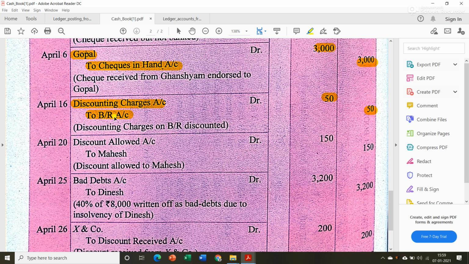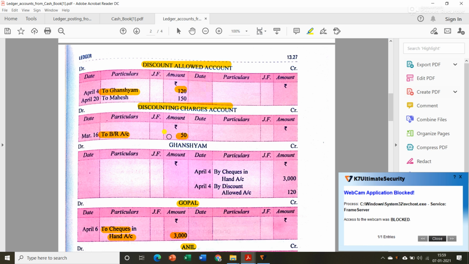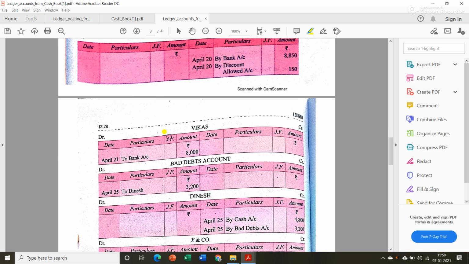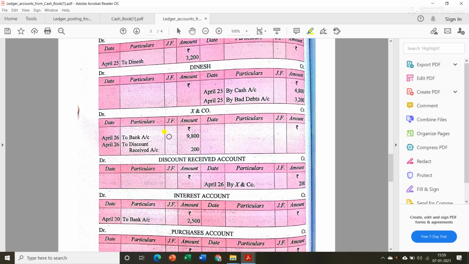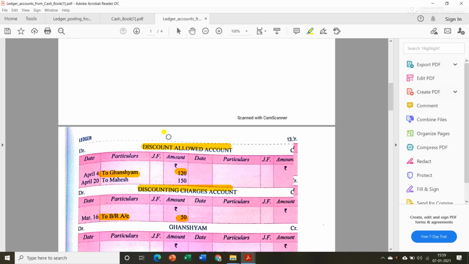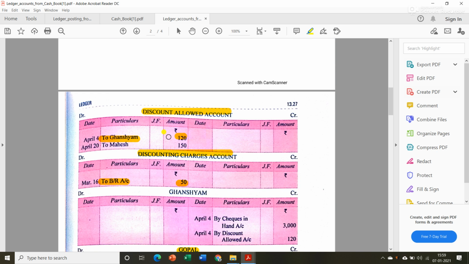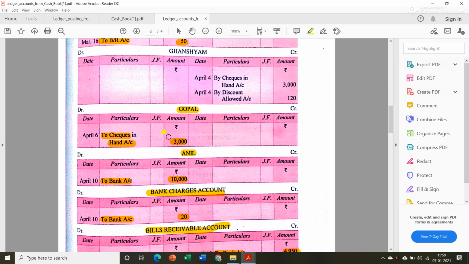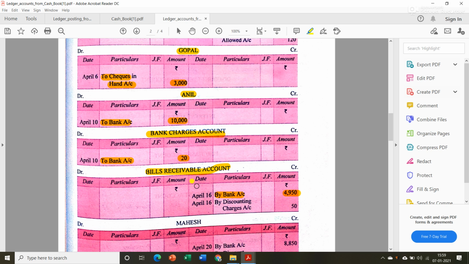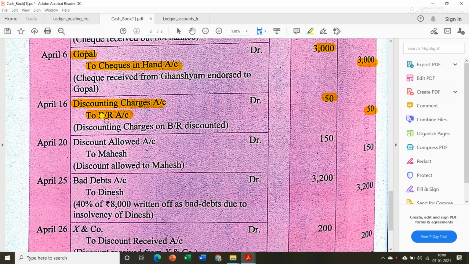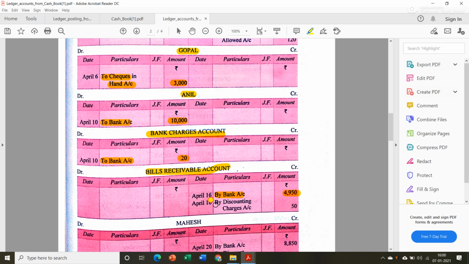Then the next account is bill receivable account. Do we have any bill receivable account? No. So sorry, where is bill receivable account? Here, sorry, it's a little bit difficult to see. Okay, so we already have bill receivable account, and since we are going to make the entry for discounting charges, we will simply put by in here and we will write 50. So by comes on the credit side, so by discounting charges rupees 50.